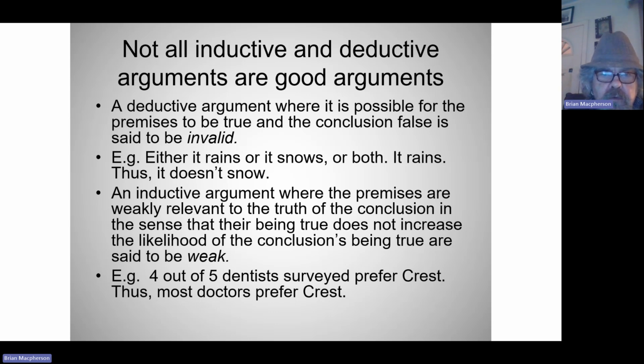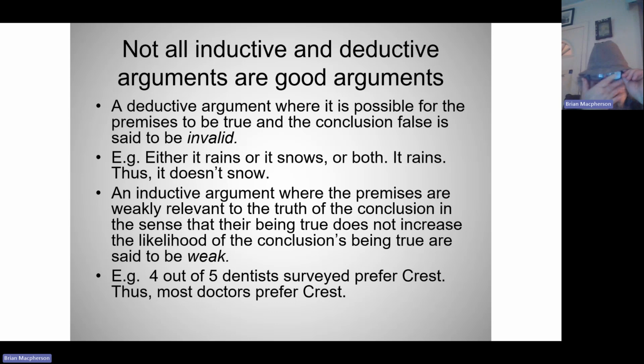So here's a good one here. 4 out of 5 dentists surveyed prefer Crest. Well, assuming you're just talking about 5 dentists and you've interviewed 4 of them, that's not a very strong argument, is it? Because you might interview another 20 dentists and they'll say the exact opposite, right? So therefore, that conclusion is a weak inductive argument. If the premise is true, it's still not very likely that the conclusion that most doctors prefer Crest is true.